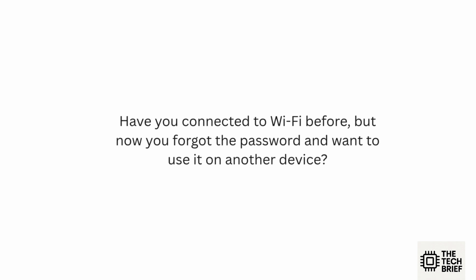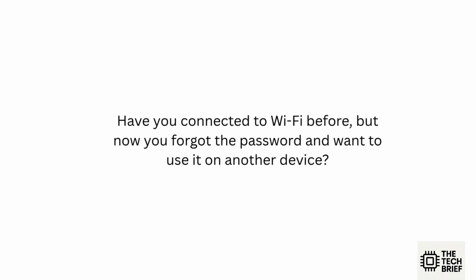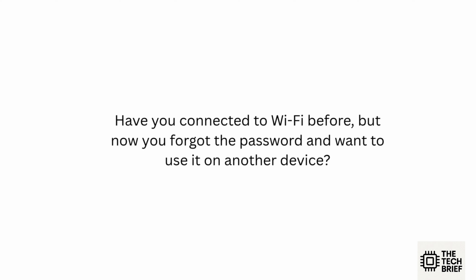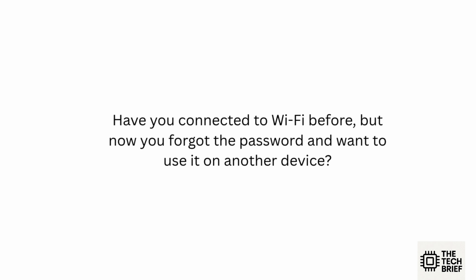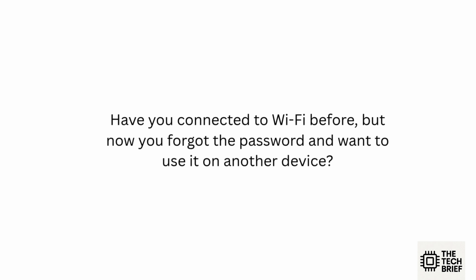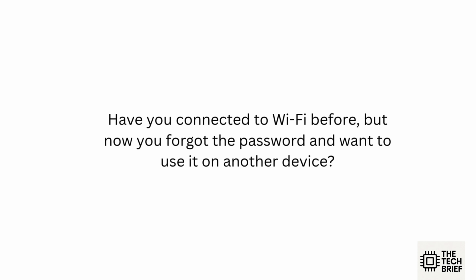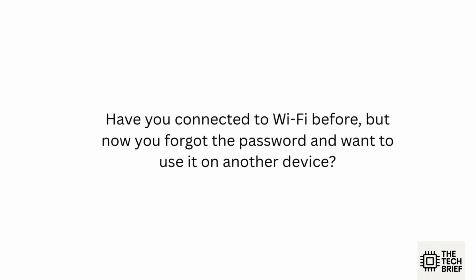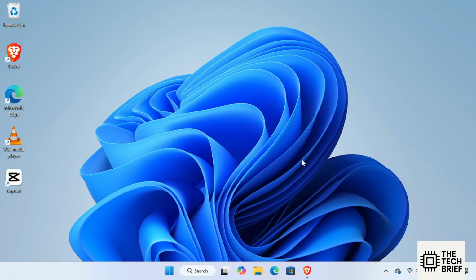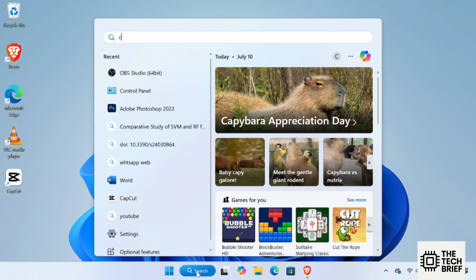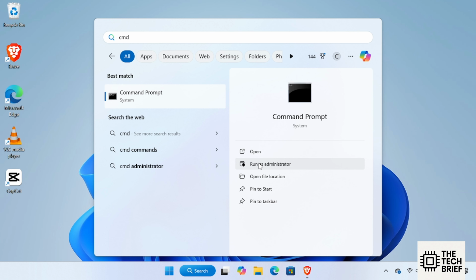Have you connected to Wi-Fi before, but now you forgot the password and want to use it on another device? Don't worry, you can reveal the password easily using just your computer and command prompt. No software, no hacks. Go to the Start menu, type CMD, right-click it, and choose Run as Administrator.